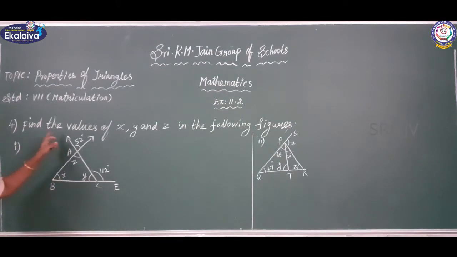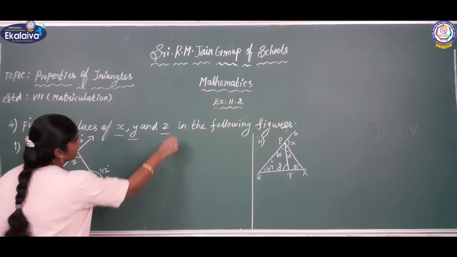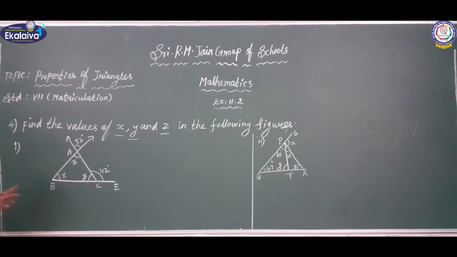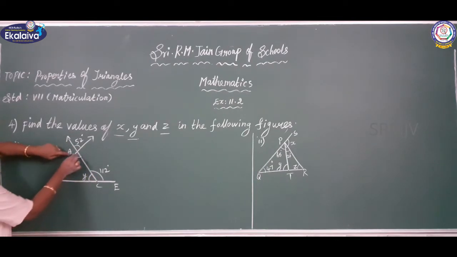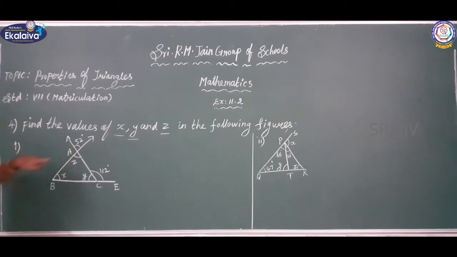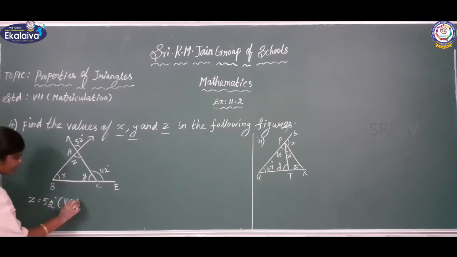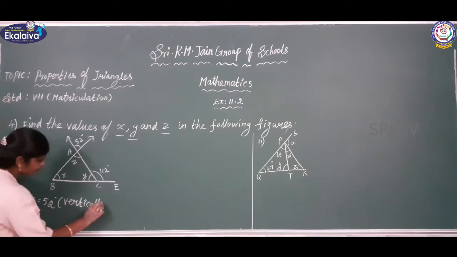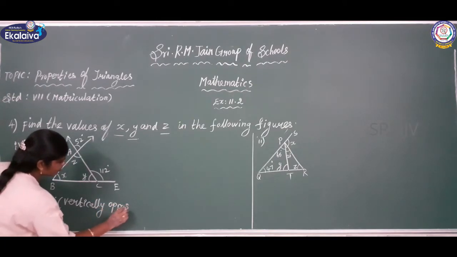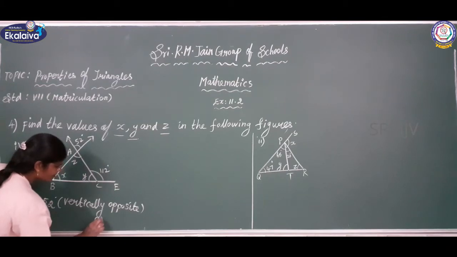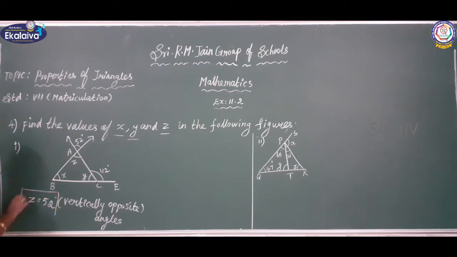Fourth question. Find the values of x, y and z in the following figures. See the figures here. X, y, z and an exterior angle are given. See here in this, two lines are intersecting, so vertical angles are forming here. You know that vertical angles are equal. So z equals 52 degrees because vertically opposite angles are equal.